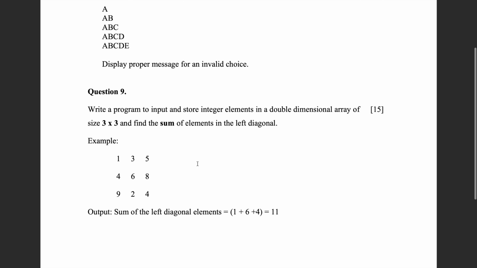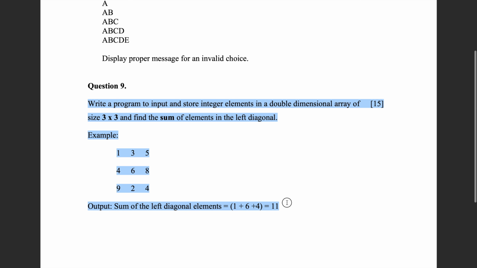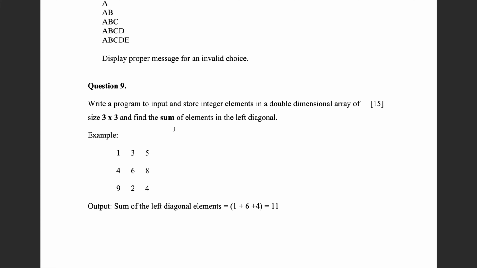Moving on to question 9, take a minute and give this a reading. Okay, so we have to write a program to input and store integer elements into a double dimensional array, 2D array of size 3 into 3. Size of array is fixed, so you have to enter 9 values and find the sum of elements of the left diagonal. Left diagonal is this, so 1, 6, 4. So 1, 6 plus 4, you get 11.